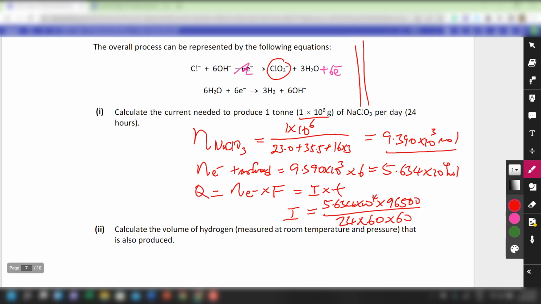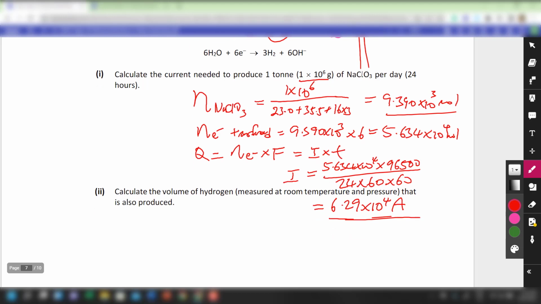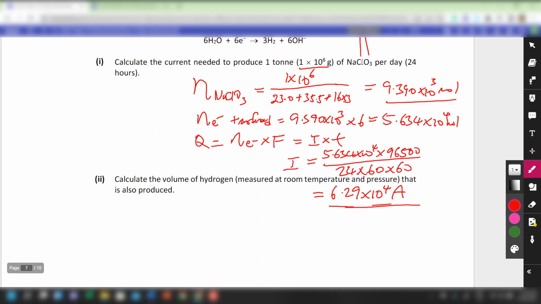Okay, and then once I punch the calculator, I will get a very weird value. It's a super huge value. I'm going to get like 6.29 times 10 to the power 4 ampere. That's a huge number. Okay, but for the industry that might be viable, I'm not sure. Okay, yeah, so that's the number you're going to get. If you're doubting your answer, you can double check and see whether you have gone wrong anywhere.